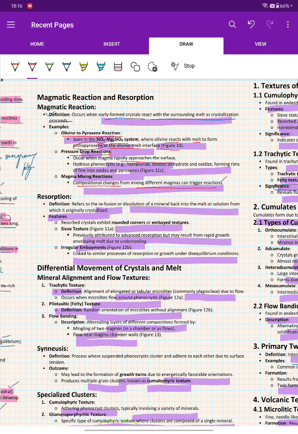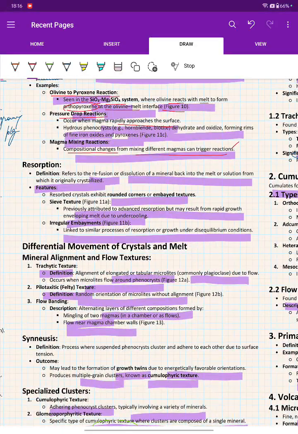Now resorption. It refers to the refusion or dissolution of a mineral back into the melt or solution from which it was originally crystallized. So resorption is like refusion, dissolution of a mineral. It just becomes part of the melt or solution again, basically a reverse reaction. Resorbed crystals often exhibit rounded corners and embayed textures. Sieve textures, there's a figure also available, were previously attributed to advanced resorption but may also result from rapid enveloping melt due to undercooling.